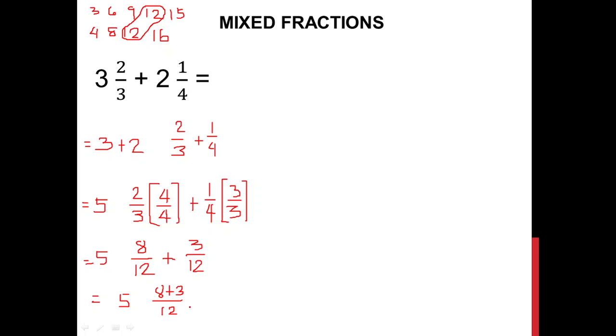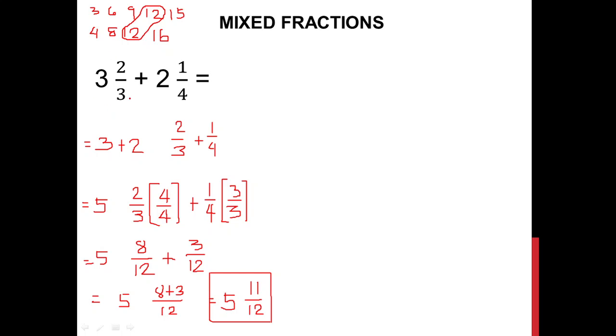So 8 plus 3, that is 11. Right? So we have our whole number here. 8 plus 3, that is 11 over 12. Now, since our fraction is a proper fraction because our numerator is smaller than our denominator, then this will be our final answer.